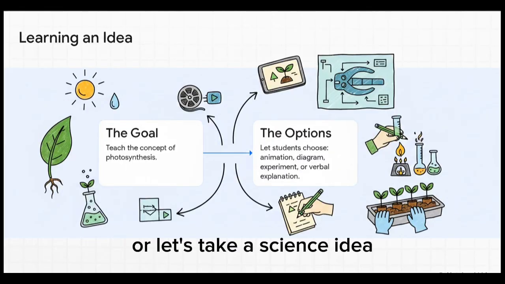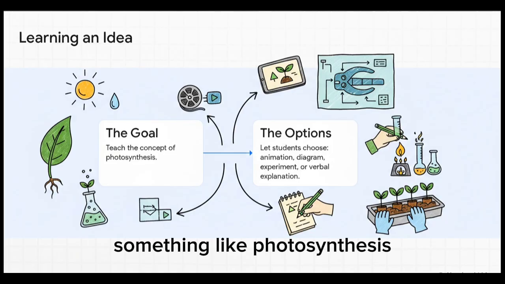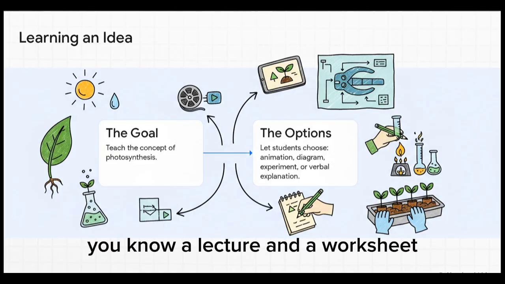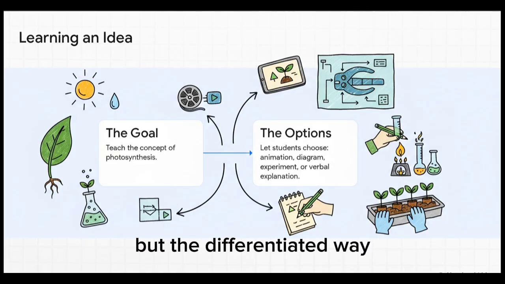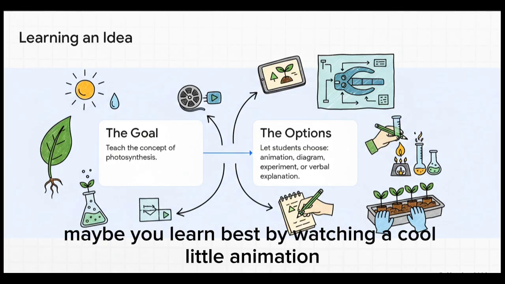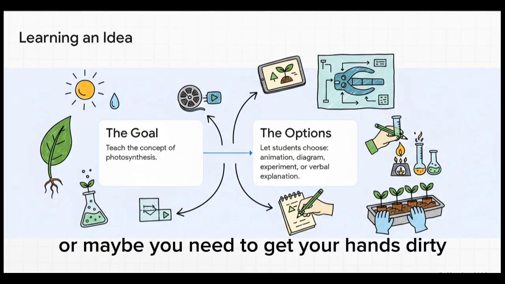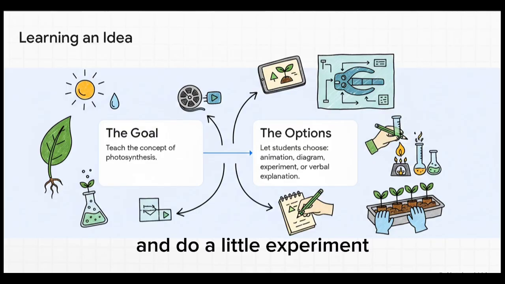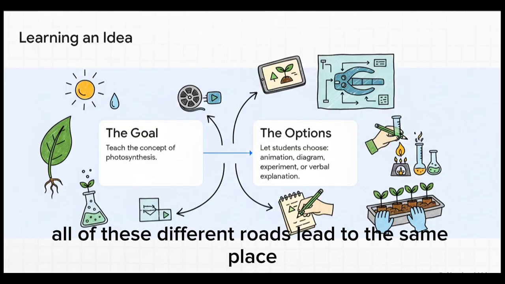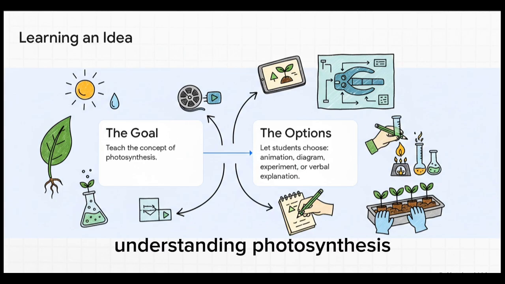Or let's take a science idea, something like photosynthesis. The old way might be a lecture and a worksheet. But the differentiated way, it's all about choices. Maybe you learn best by watching a cool little animation. Or maybe you're the kind of person who needs to draw it all out in a diagram. Or maybe you need to get your hands dirty and do a little experiment. All of these different roads lead to the same place, understanding photosynthesis.